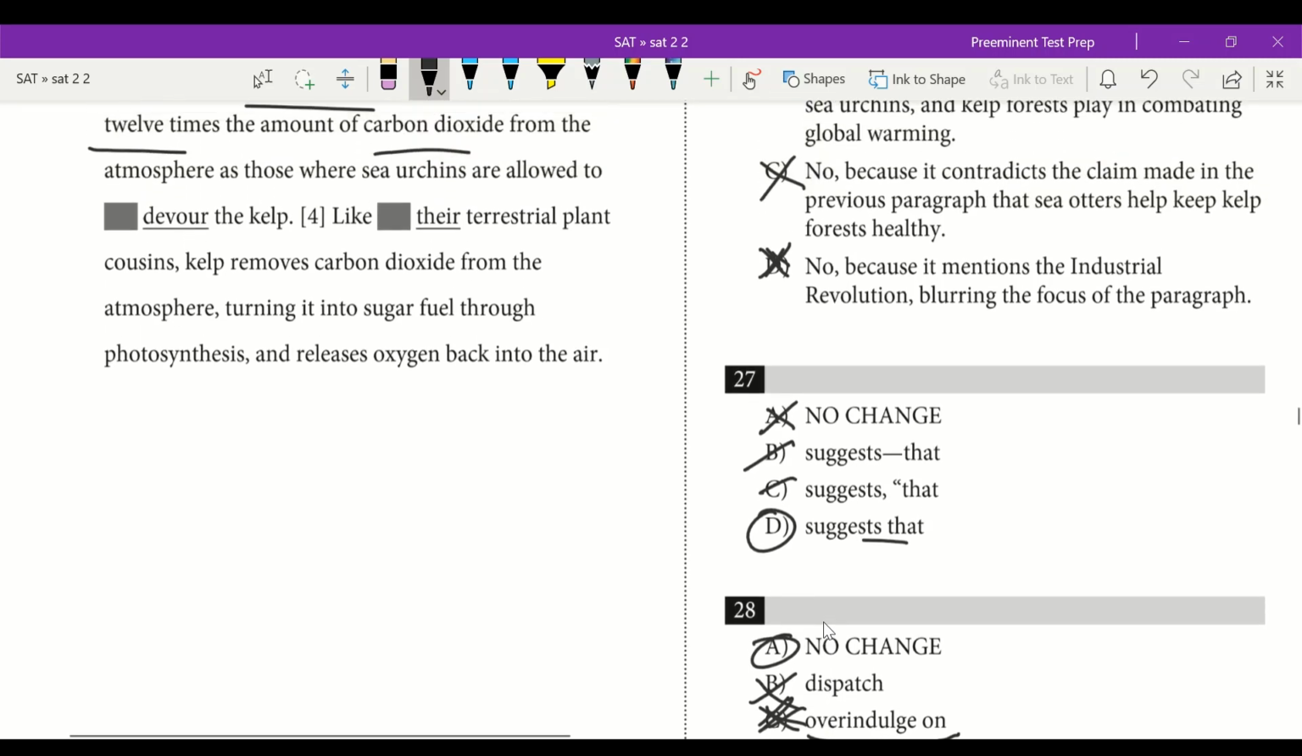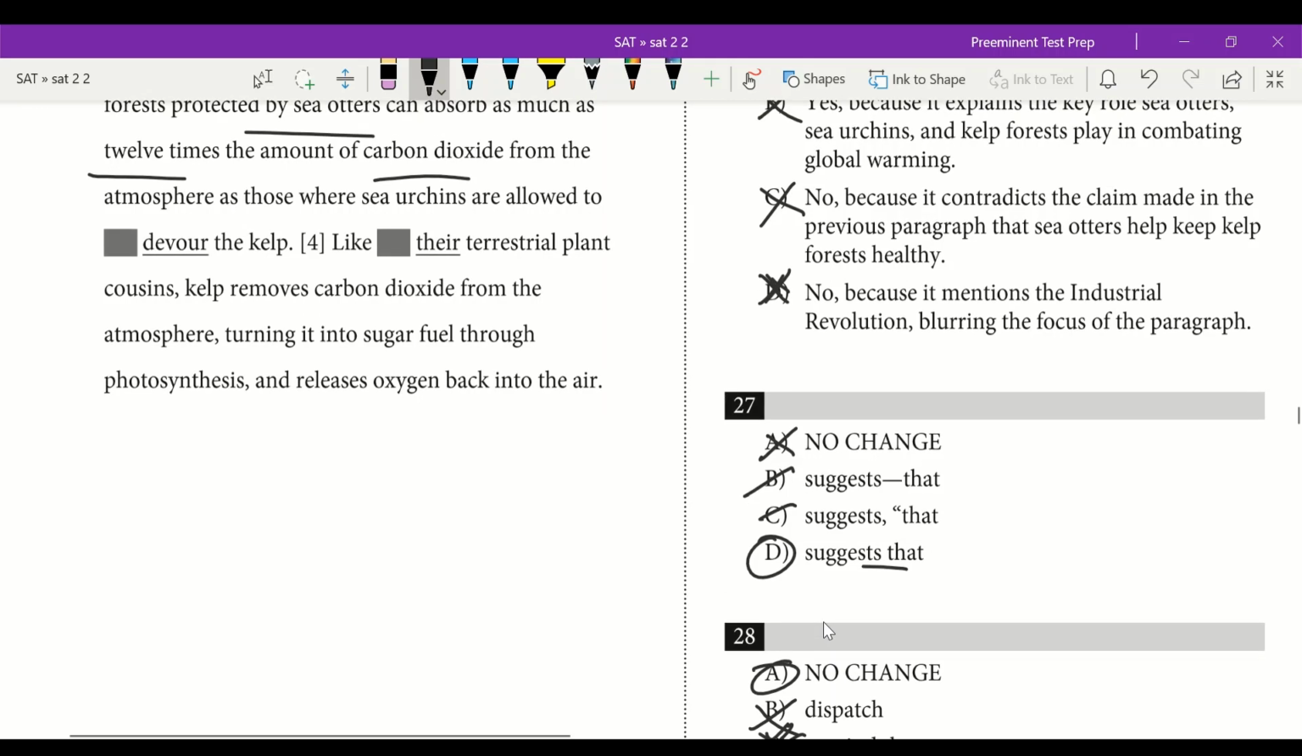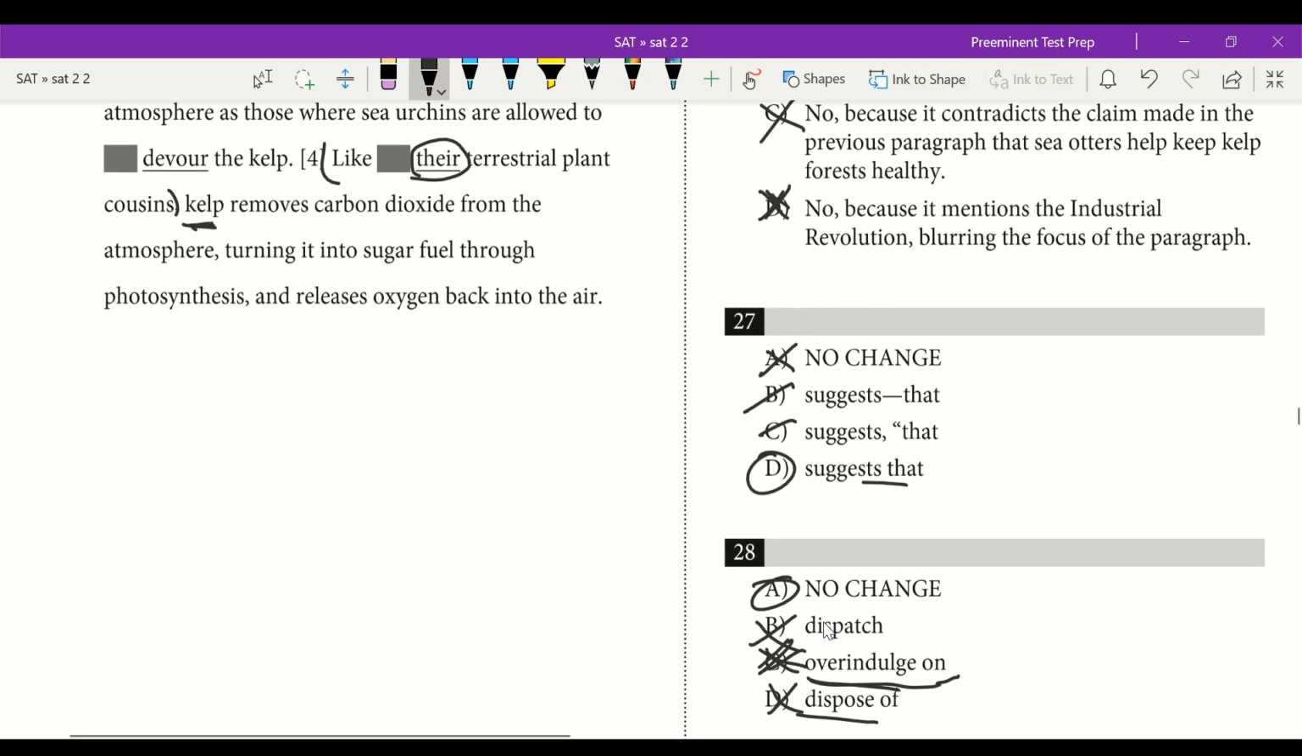All right. Now we have, like their terrestrial plant cousins, kelp, right? So this here is describing kelp, which is all good. Now we're asked for their, right? So when you see their or its, you're probably going to be asked whether it's their or its, and the 2 types of theirs and the 2 types of its. Right, so now we're going to go ahead and look at our options. Well, we have kelp. What is kelp? Kelp is singular. Like its terrestrial plant cousins. Well, whose terrestrial plant cousins? Kelp's, right? Well, let's think of it. If we had kelp here, it'd be kelp's. It's its terrestrial plant cousins.